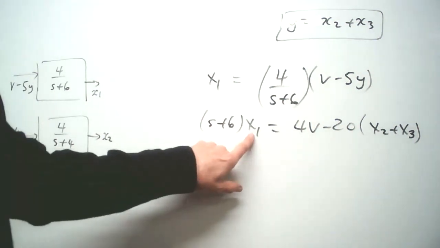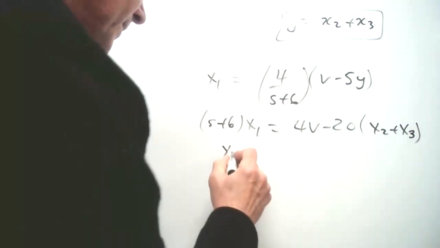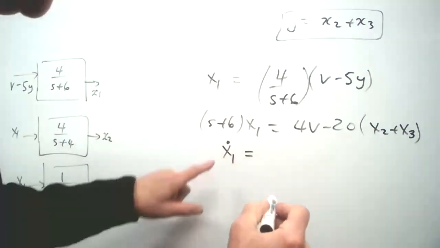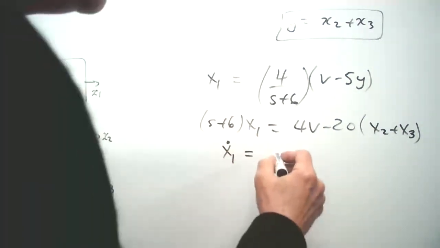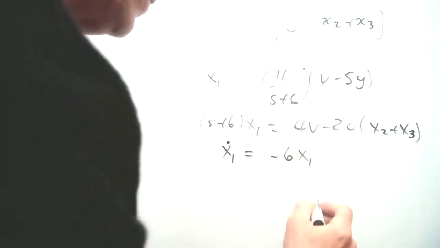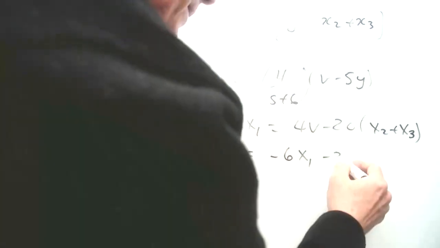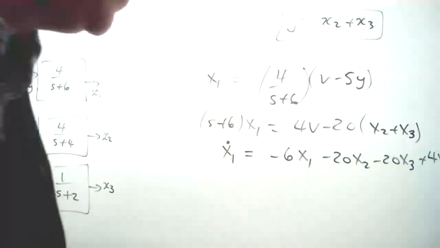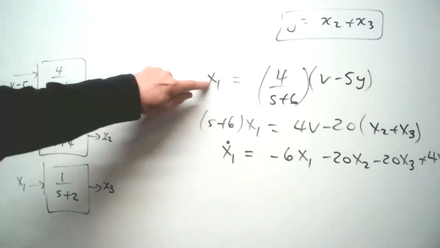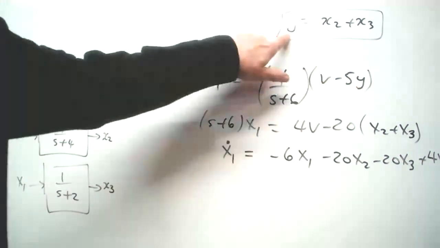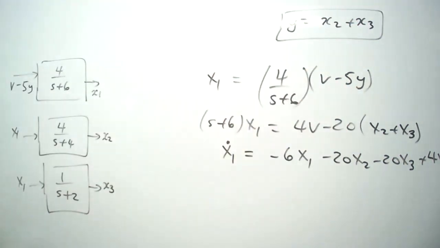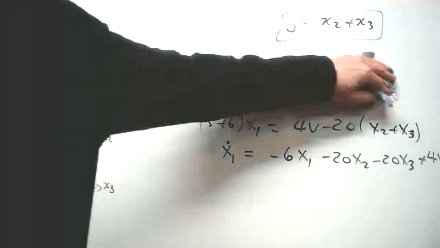So that's going to give s times x1 is x1 dot, and that's going to equal this 6x1 will become minus 6x1. Then you've got minus 20x2 minus 20x3 plus 4v. So there's the first equation, which has come from here, but we had to put the y as x2 plus x3 from there. That was lucky. There's our first equation.